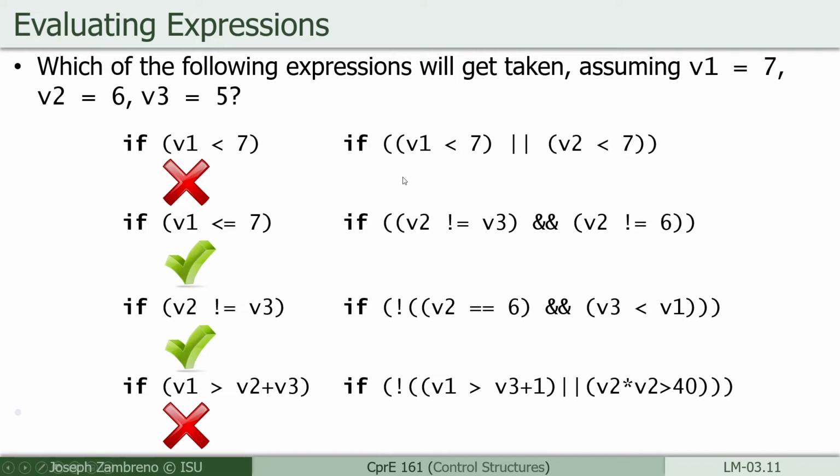Either/or is another way to say that, we take that one. Here's an example of the and case. If v2 is not equal to v3 and v2 is not equal to 6, they both have to be true. Well, v2 is not equal to v3, so far so good. v2 is in fact equal to 6, so that one's not going to get taken.